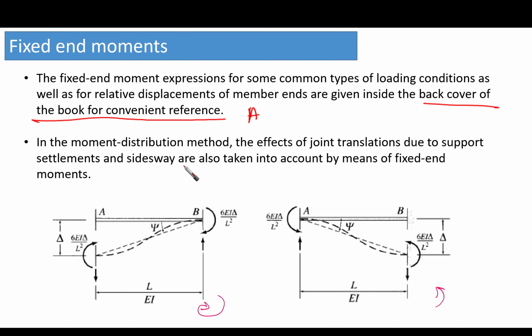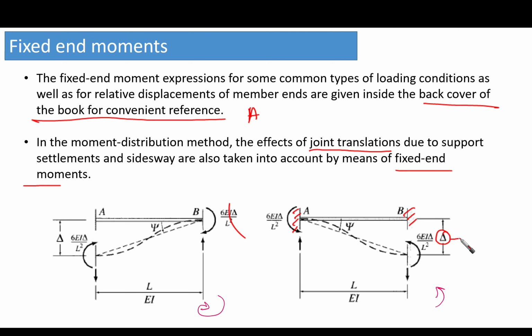In the moment distribution method, the effect of joint translations due to support settlements and side sway are also taken into account by means of fixed end moments. Actually, we didn't mention this before, but you are going to find it also in the fixed end moments. Fixed end moments commonly are formed due to external loading. But whenever there is a support settlement, there is also a kind of fixed end moment that is going to be developed. So here, for example, if this is delta, that is the settlement of a fixed beam that is going to take place here.